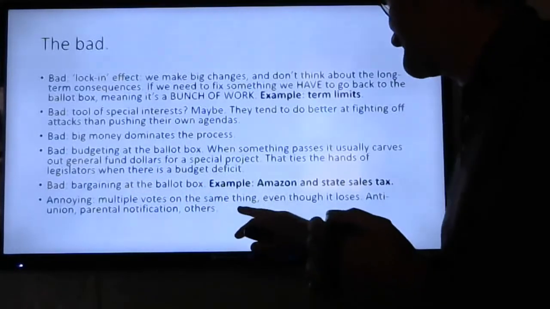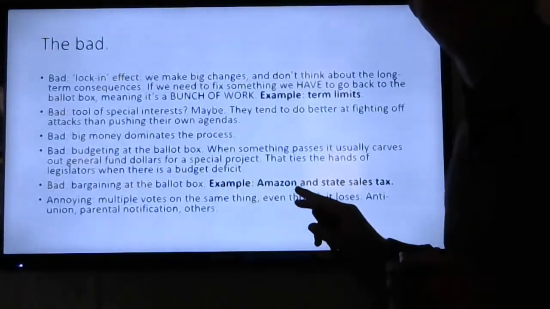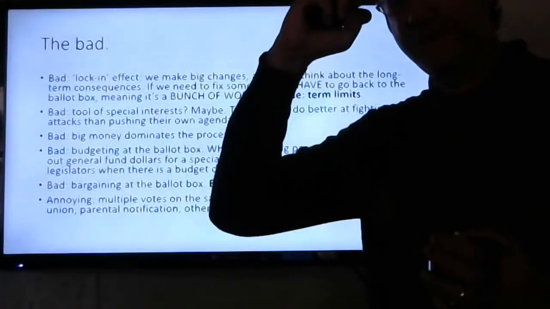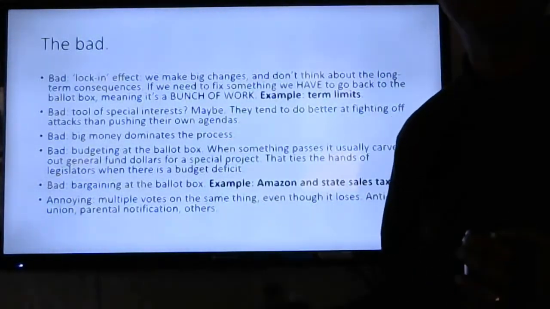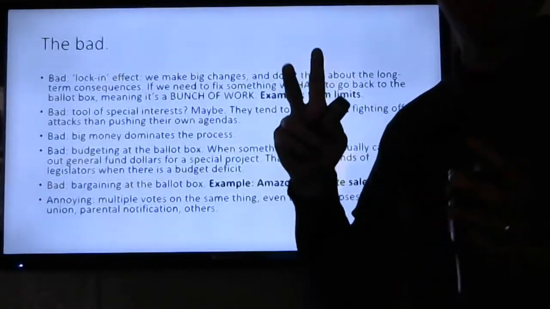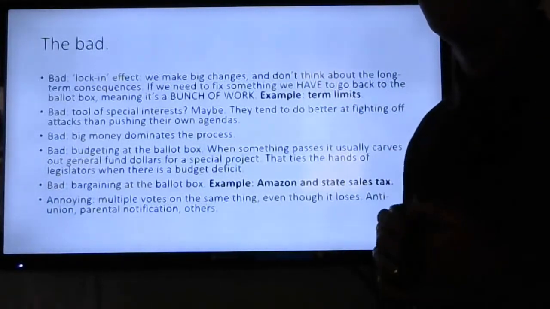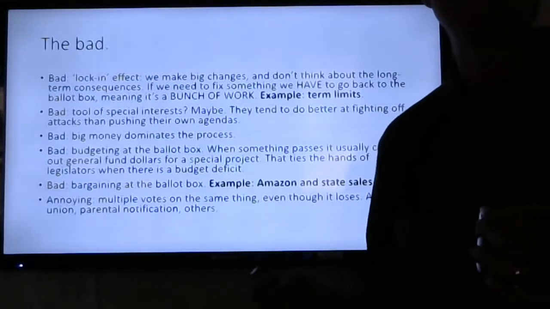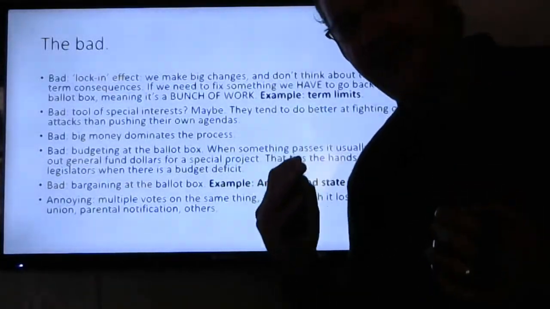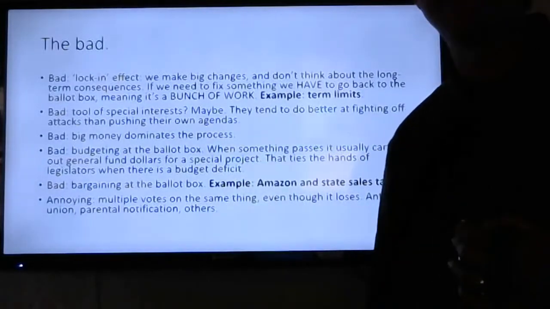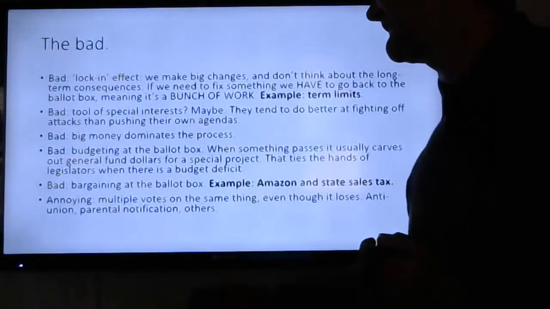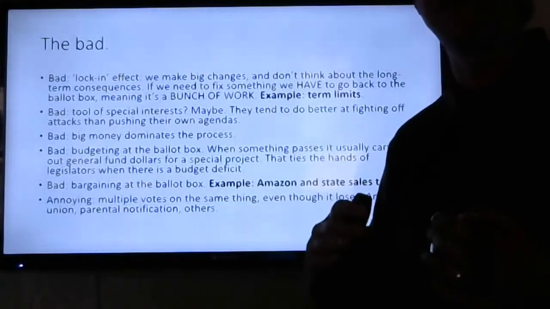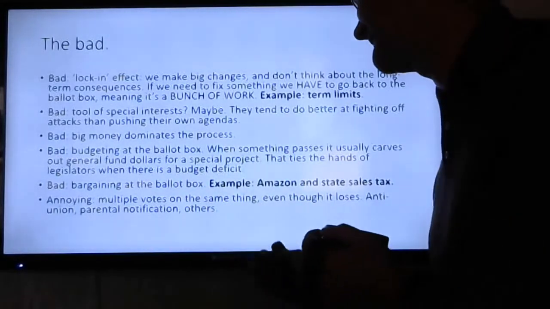Multiple votes on the same thing, even though it loses. So, you know, anti-union stuff that almost every electoral cycle is up there. So-called paycheck protection, I'm just like, look, if you win, you win. If you don't, you don't. But voting on it every 4 years or sometimes even more frequently than that just gets a little ridiculous, right? So maybe there should be some kind of hiatus. If you lose, you have to wait 10 years before you try again, something like that.